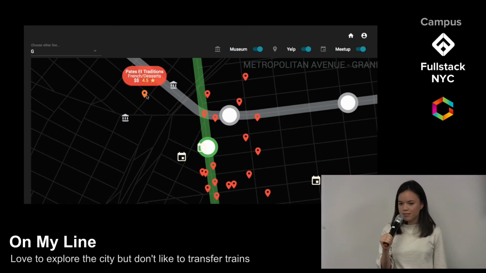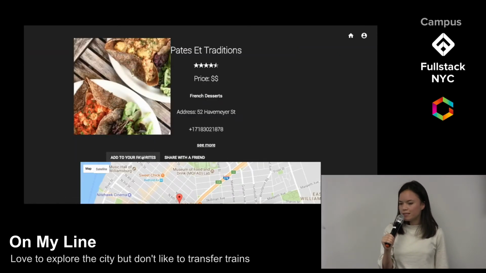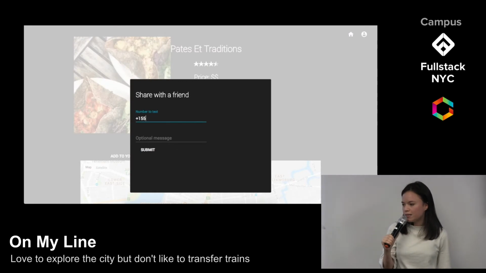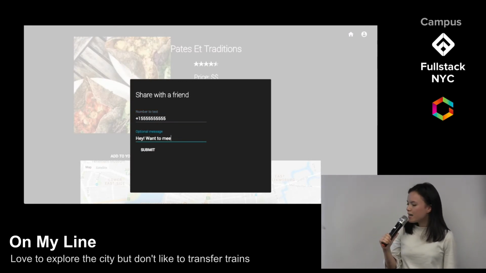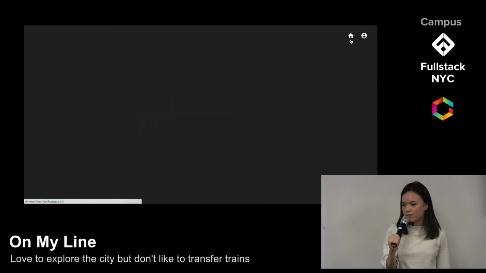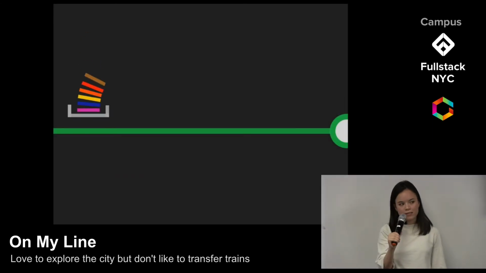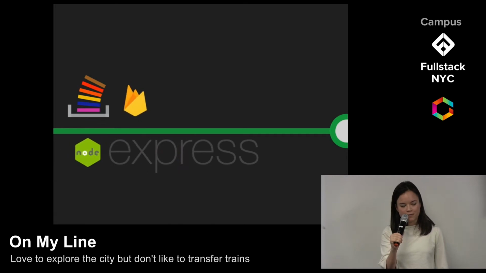On My Line is a progressive web app made with React, Redux, D3, Express, and Firebase. On My Line has offline capabilities thanks to service workers and Firebase. We chose Firebase to store our users' data because of its fast lookup times. Now, Ko-Hsin's going to talk a little bit about D3 and visualizations.